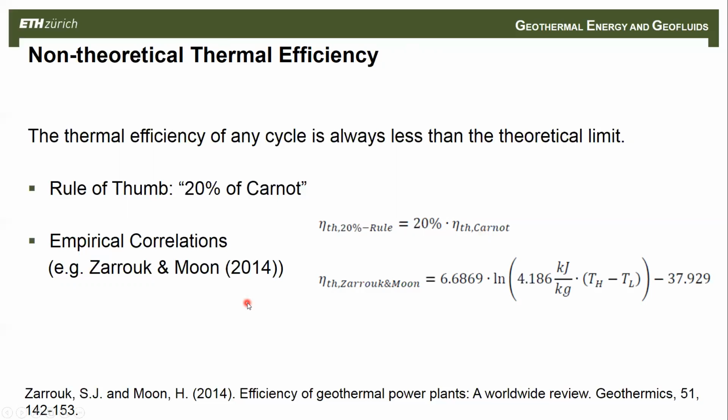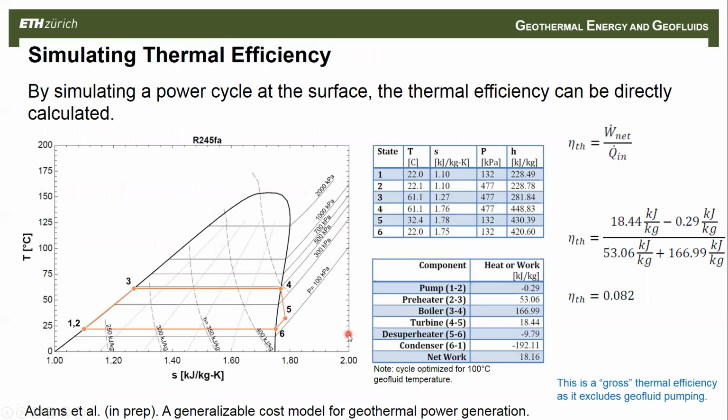Also, Zaruk and Moon did a literature review of geothermal power plants a few years back, and they found a relationship for geothermal power plants. If you have the high temperature and the low temperature, you can just calculate what the thermal efficiency is going to be. And these are better for calculating thermal efficiency.